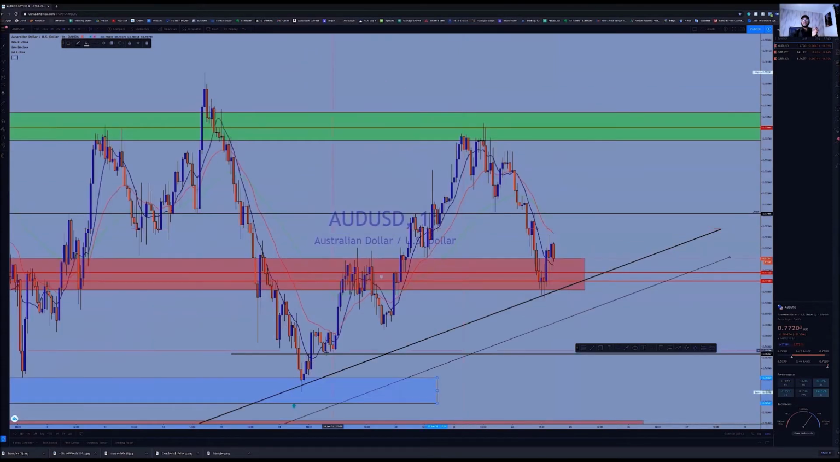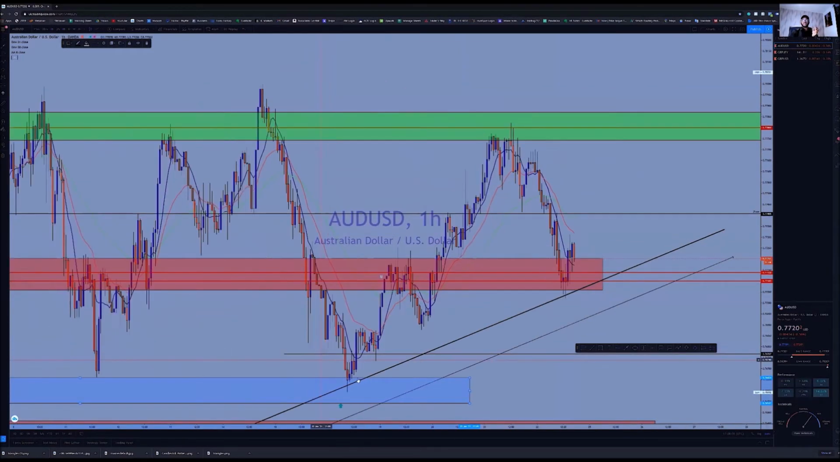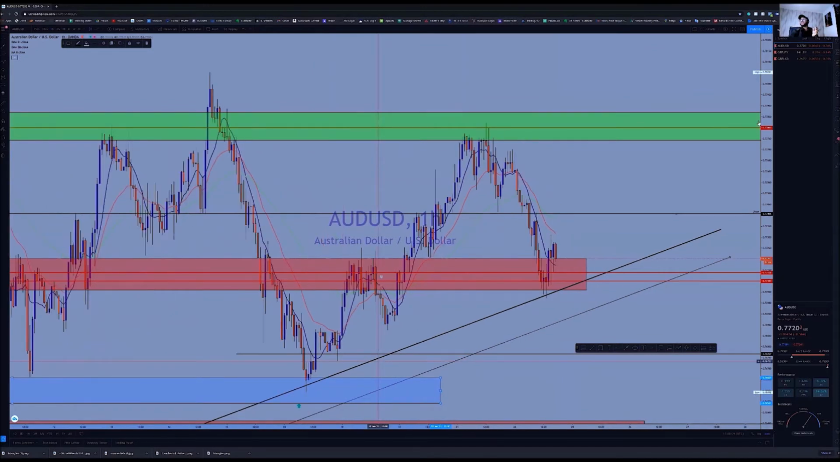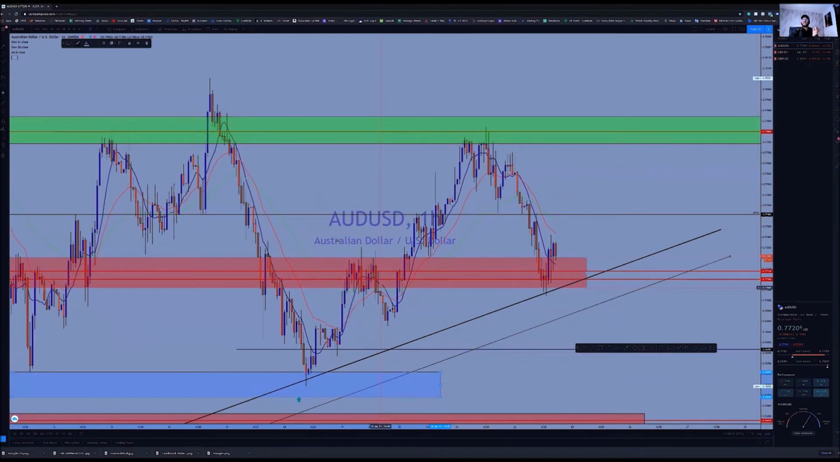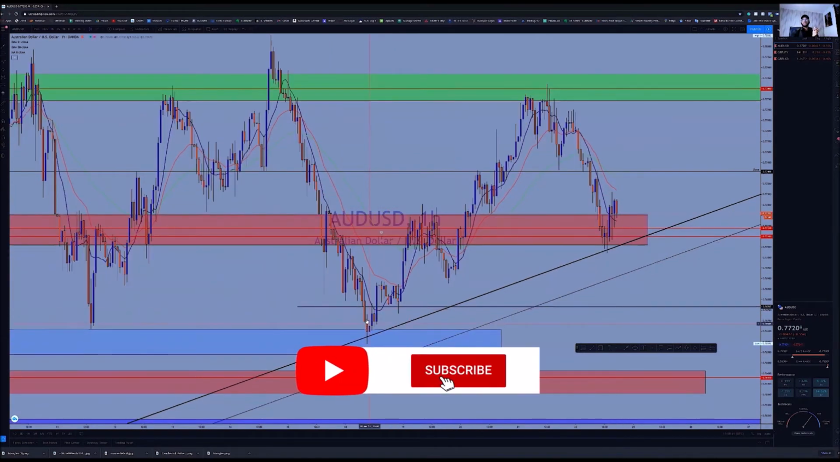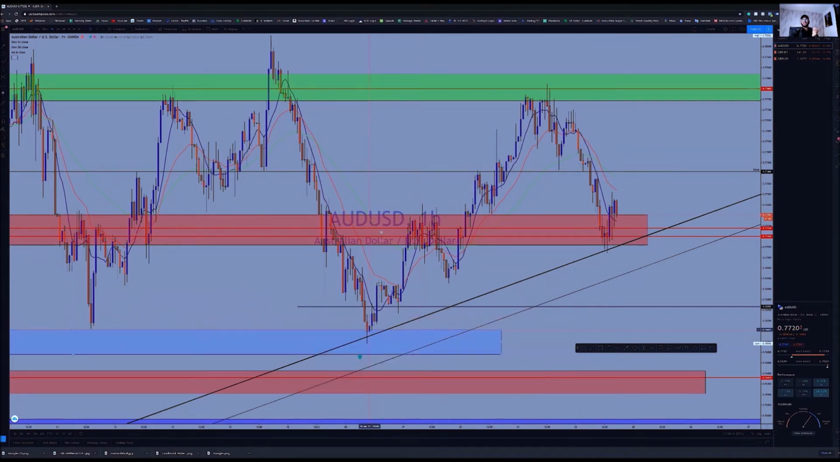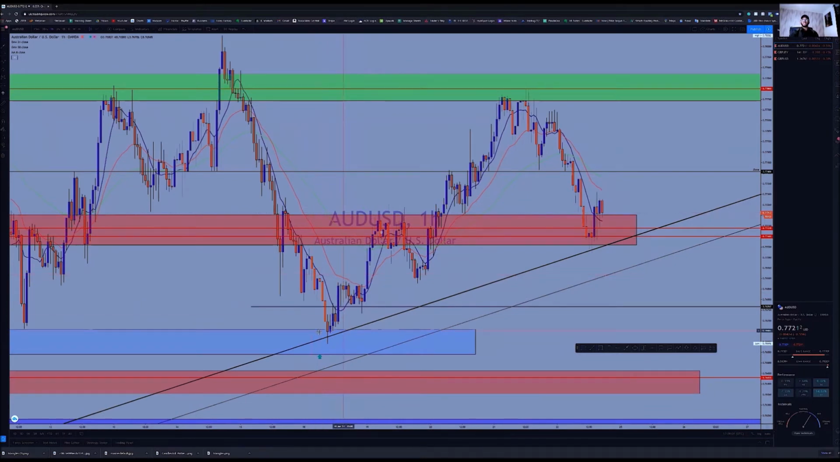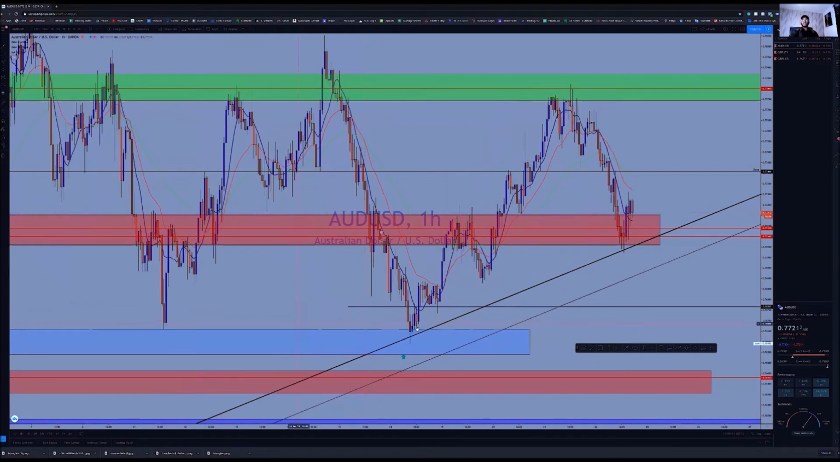Then I went down to my 1-hour time frame and I can see price is respecting this trend line. Price touching it, and I saw this massive bullish candle. I never enter on this bullish candle. I wait to get a pullback. I saw price respecting this trend line and my zone as well.